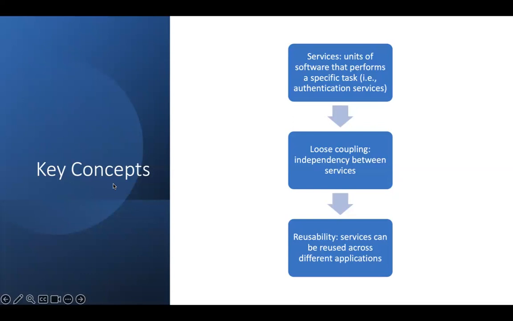So when thinking about SOA, there are three key concepts to think about. We have services, loose coupling, and we also have reusability. So what is a service? A service in SOA is a unit of software that performs a specific task. We can think, for example, of an authentication service. And loose coupling stands for the independence between services. Usually the services have minimal or total independence from each other. And we also have reusability, which means that the service can be reused across different applications.